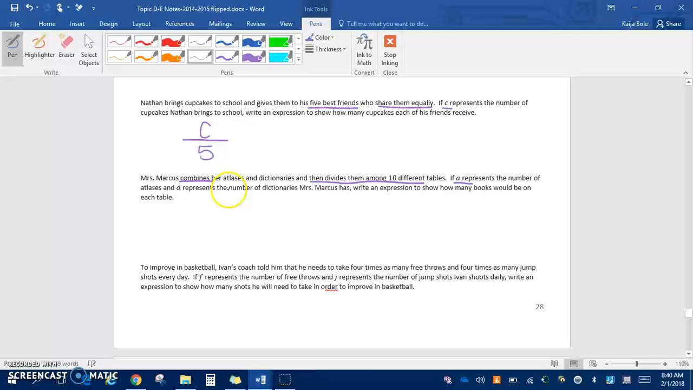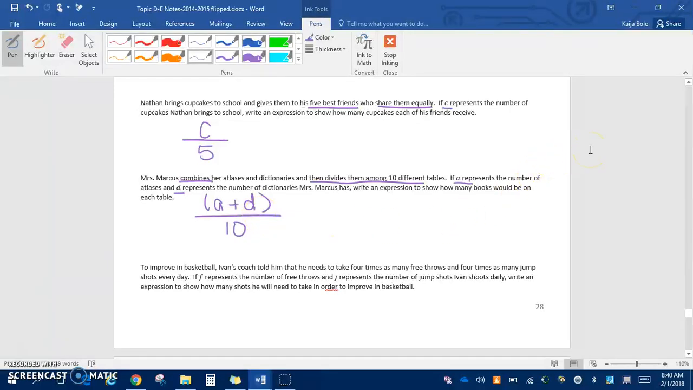A is the atlases and D is the number of dictionaries. So first we're going to go one step at a time. First she combines those atlases and dictionaries. So she's going to take the A plus the D. And then she divides them, so we know that we have to put our fraction bar among 10 tables. So it's going to be over 10.